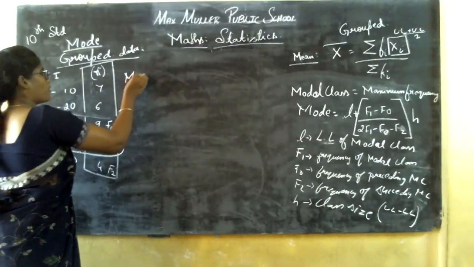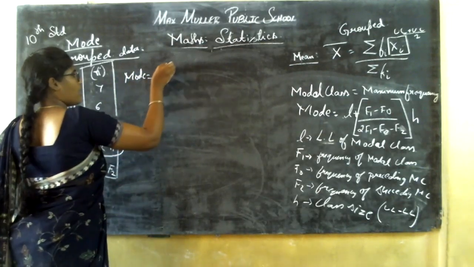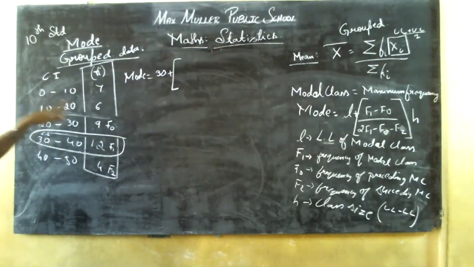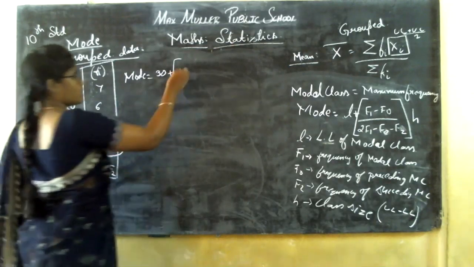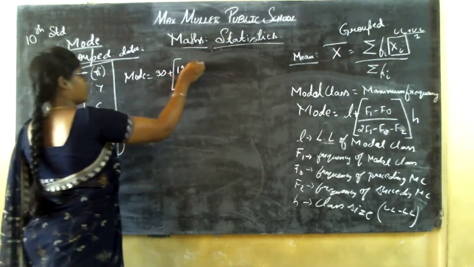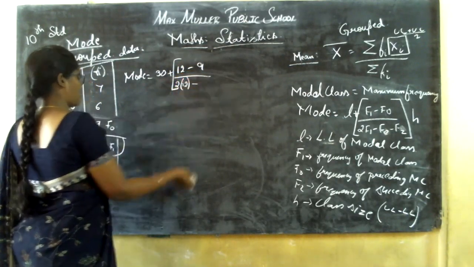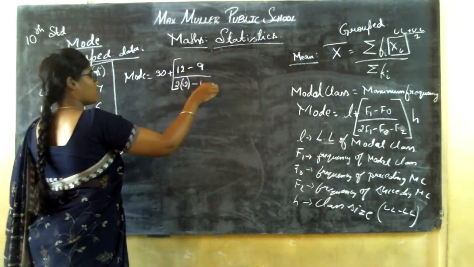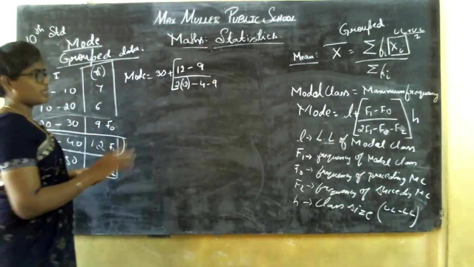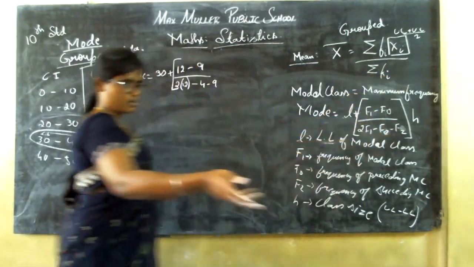Now, mode for the given class interval. What is the lower limit here? 30 plus, open the bracket. What is the value of F1? The value of F1 is 12. Then minus. What is the value of F0? 9. Divided by 2 into F1, so it is 12, minus. What is the value of F2? 4. What is the value of F0? 9. It is your choice, children. Okay?